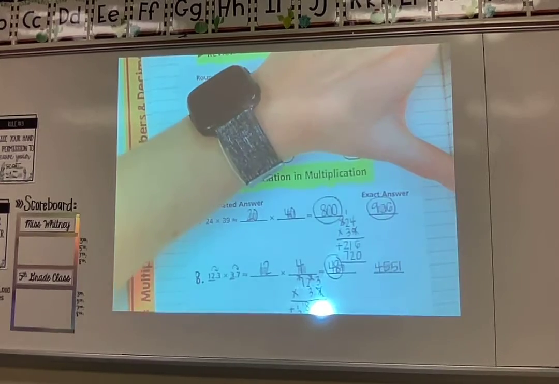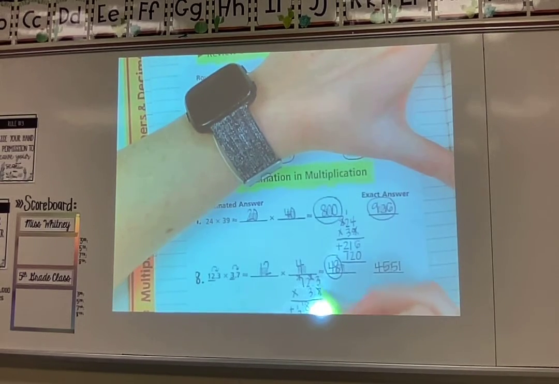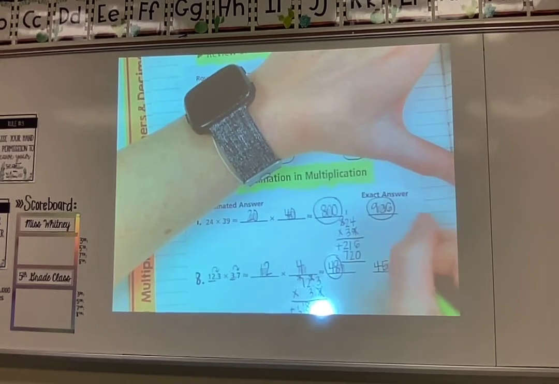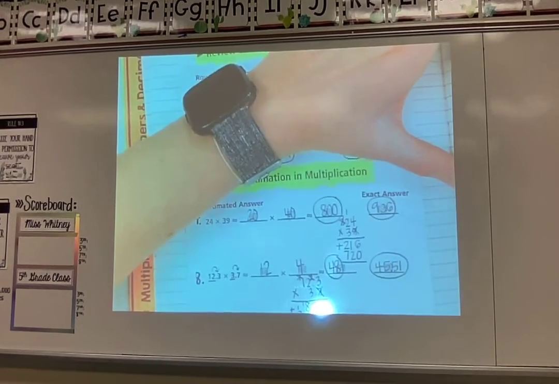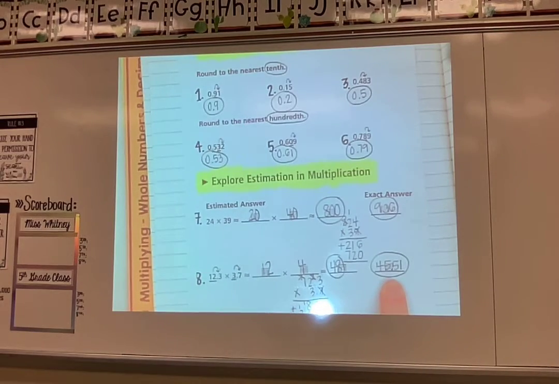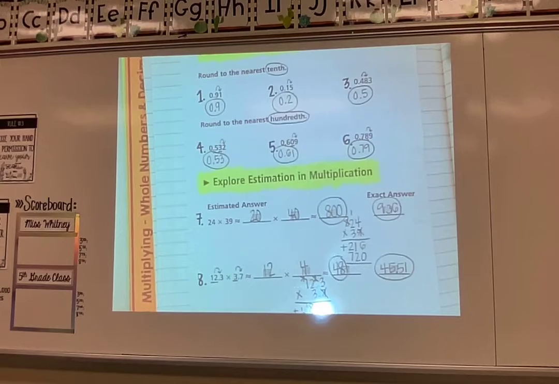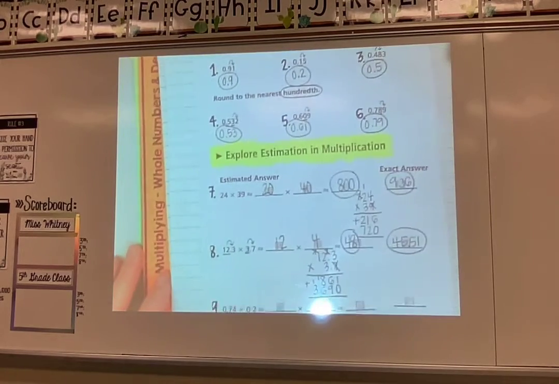And then I need to see where my decimal goes. So I have 2 numbers behind the decimal, so it would go right here, 45.51. 45.51 is pretty close to 48. 45 and 48, those are pretty close. So I probably did it correctly.